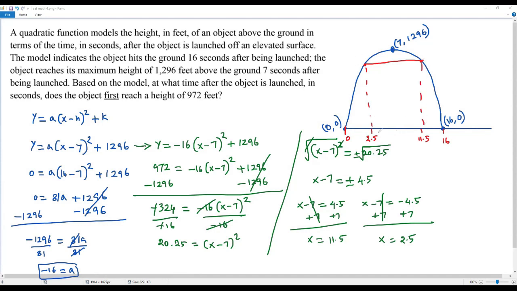Okay, here when the time is 2.5 seconds, the object reaches a height of 972 feet. So we can write this point as (2.5, 972), and here also (11.5, 972), the same height. So the object reaches this height two times: one at 2.5 seconds and the other at 11.5 seconds. But our aim is to find the time when the object reaches this height for the first time. Clearly, the object reaches 972 feet for the first time at 2.5 seconds. So the answer for this question is 2.5 seconds.